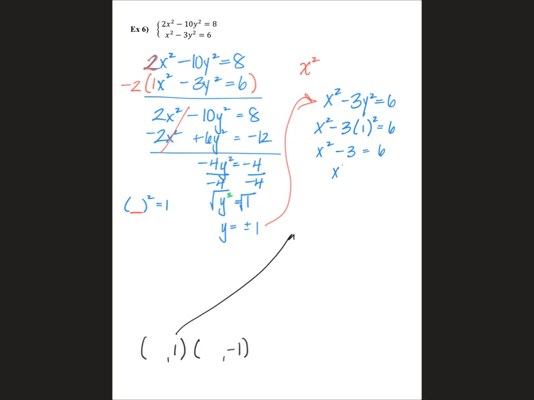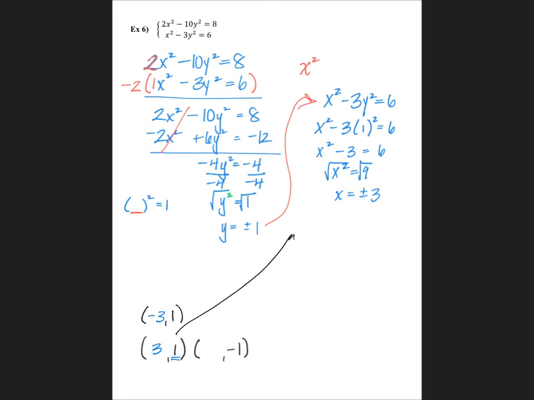Adding the 3 over gives me x squared equals 9. And taking the square root, again, is going to give me two different solutions. I'm going to have both a positive and a -3. Well, that means I have to look at an additional ordered pair that has a y coordinate of 1. I'm going to have a +3, and then I'm also going to have a second one with a y component of 1 that has a -3 for its x component.